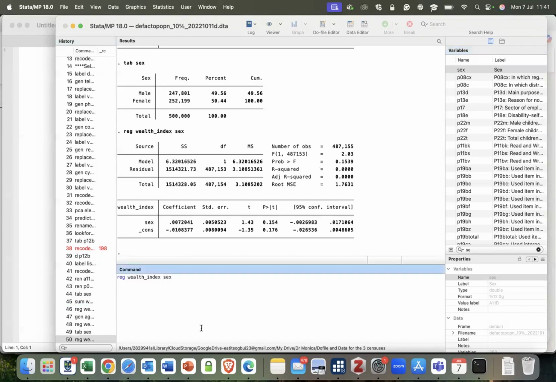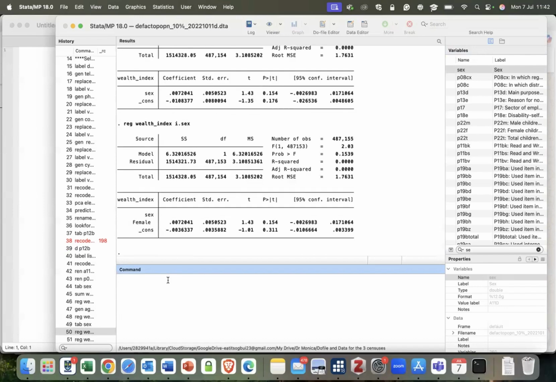So what you do is to include i. dot. You can generate two different dummies to represent the sex. And in that case, you have to drop one as the reference indicator, or you can include i. dot. So what it means here is that the regression analysis has dropped the male indicator, meaning that that is going to serve as the reference indicator, where the female indicator becomes the variable of interest.